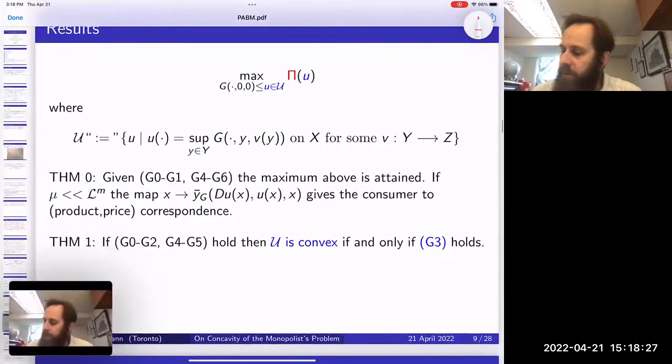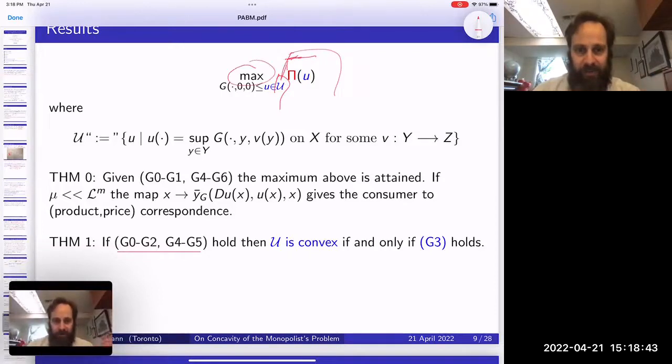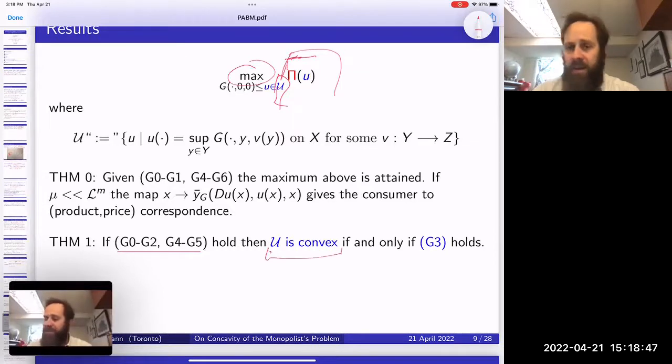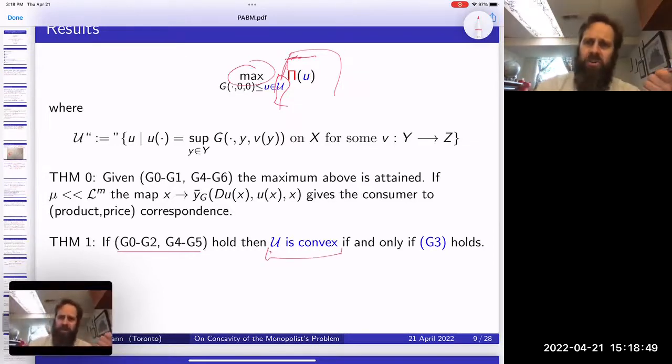Okay, here's this first crucial theorem for me, which is that, assuming all of these other hypotheses, I want to know if the problem is convex. First of all, I would like the domain to be convex, and I'm maximizing, so I'd like the objective to be concave on a convex domain. So is the domain convex? Well, the set of functions U that can arise as the G-transform of a V is itself a convex set if and only if G3 holds.